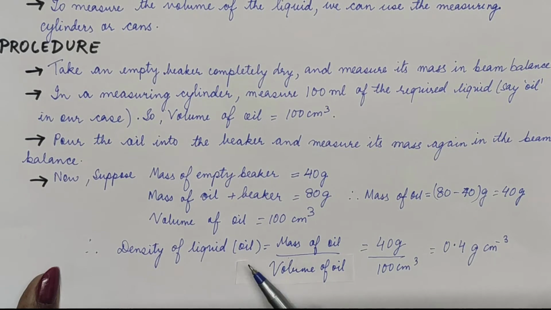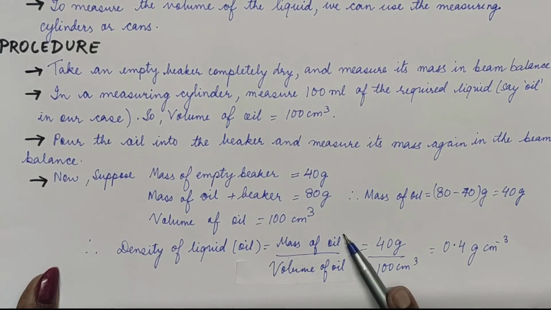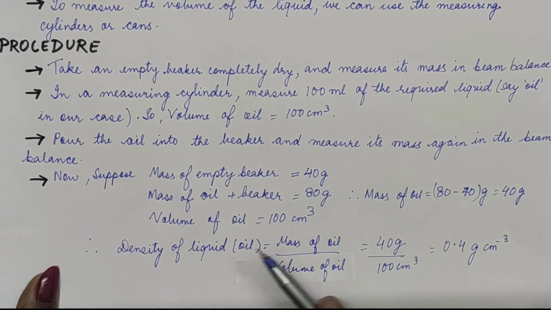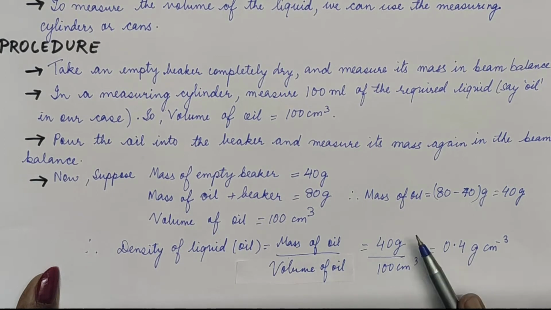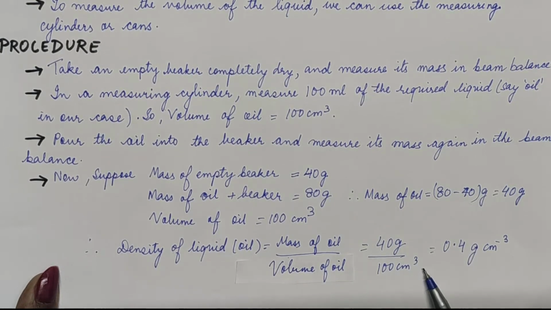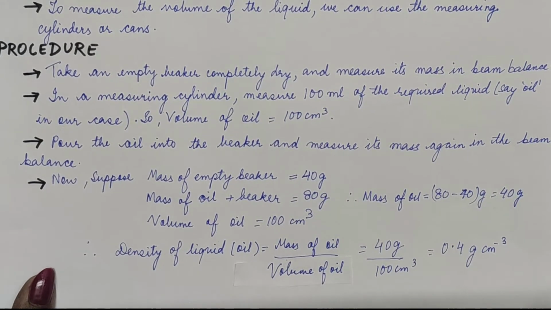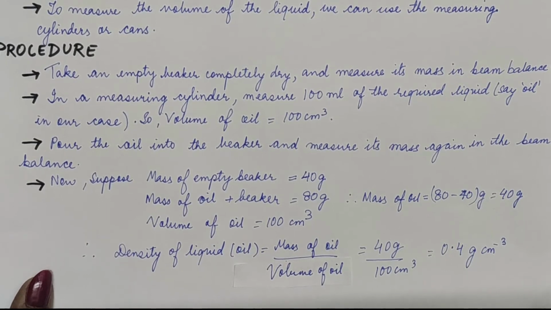So the formula of density for the liquid here is mass of the liquid by volume of the liquid. Here my liquid is oil, so I have written oil. So 40 gram by 100 centimeter cube, which I can solve and get 0.4 gram per centimeter cube. This is how you can find the density of a liquid.